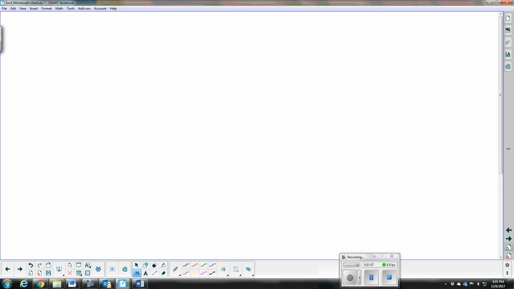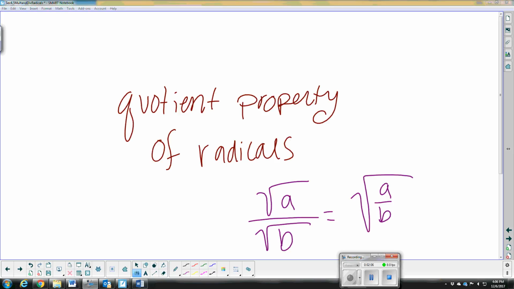The quotient property of radicals says that the square root of a divided by the square root of b is the same as the square root of the group a divided by b. So those are the same thing.